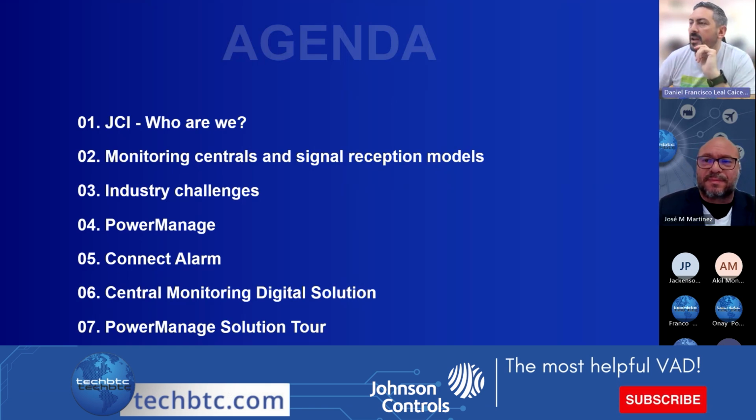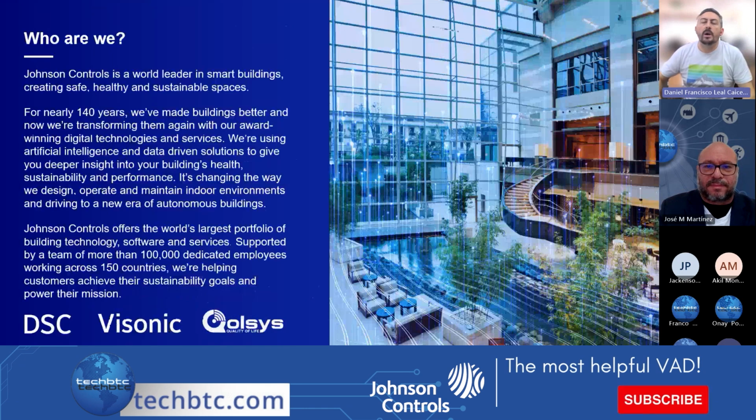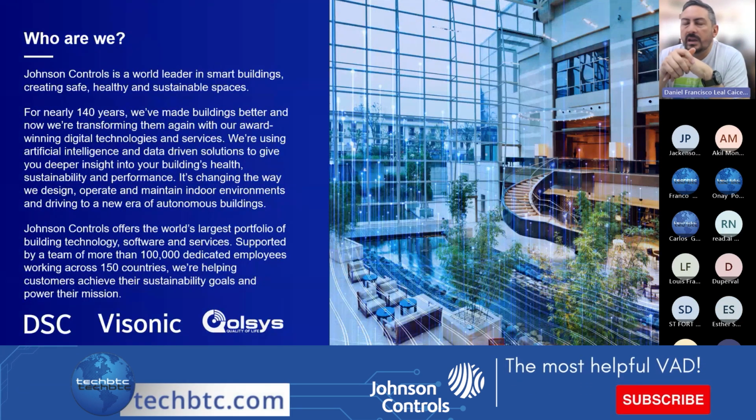Okay, perfect. So who are we? Johnson Controls is mainly a technology-driven company. We've been here for nearly 104 years. We have at least 2,000 offices around the world in 150 different countries. We are more than 100,000 employees dedicated and working around the world, and we promote a lot of solutions.